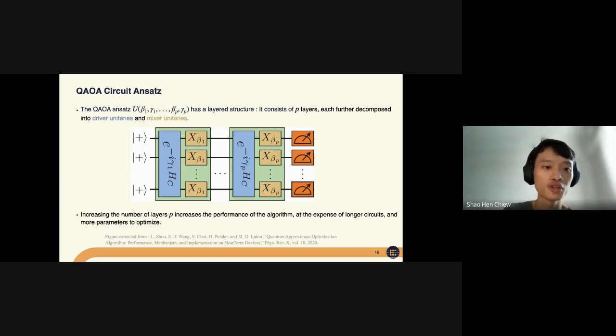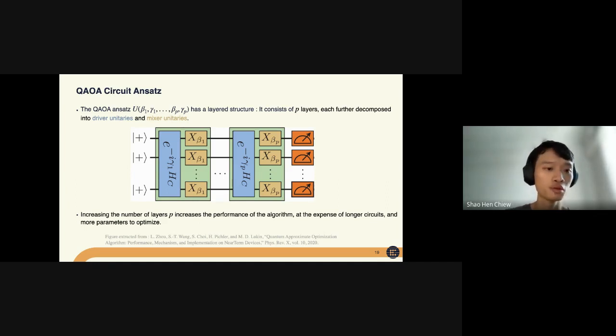So each layer over here contributes 2 parameters, where the first parameter, gamma, is contributed by the driver unitary, and the second parameter, beta, is contributed by the mixer unitary. So for a circuit with P layers, you would have 2P real numbers that you need to optimize over. If I write that explicitly, then this becomes U of beta 1, gamma 1, up to beta P, gamma P. So this is the explicit way of how a circuit would be constructed.